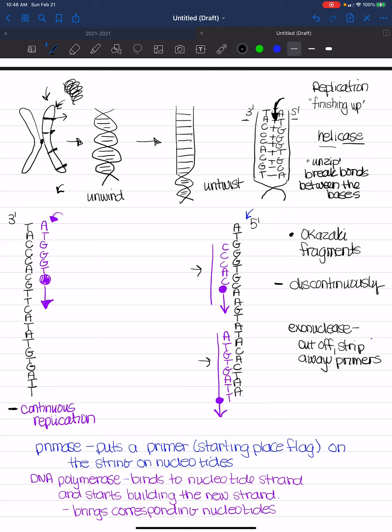So there will be a group of enzymes that come in and the DNA is going to be proofread. These enzymes are going to go down the sides and look for mistakes. And then we have a new enzyme called ligase. And what it's going to do is it's going to bind the strands together.